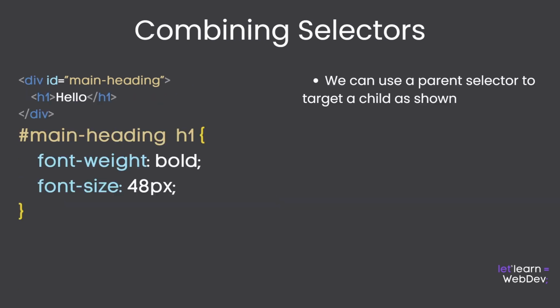Targeting elements through their parent is a really powerful and useful technique. Notice the space between the selectors here. This tells our styles to look for the element with the ID of main heading and then find its child element that is a H1 tag.